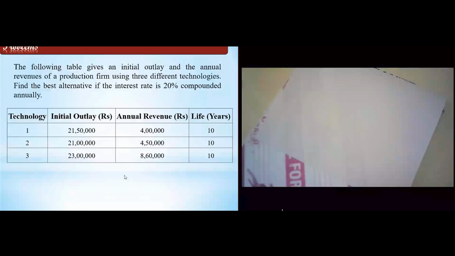The following table gives an initial outlay and the annual revenue of a production firm using three different technologies. Find the best alternative if the interest rate is 20% compounded annually. In the table they have given three alternatives, 1, 2, 3. Initial outlay and annual revenues have been given. Initial outlay is nothing but initial investment, and annual revenues from year 1 to year 10 they have given, because the service life is 10 years.